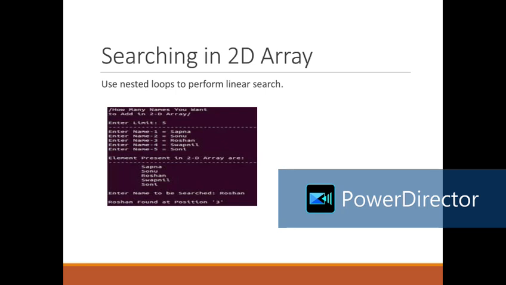The example output demonstrates this beautifully. It shows a list of names stored in a 2D array. When the user searches for Roshan, the program correctly identifies that Roshan is found at position 3. While this example is for names, the underlying logic of using nested loops to systematically check every element applies universally to any data type stored in a 2D array. For larger arrays, more advanced search algorithms might be considered, but for general purposes, nested linear search is effective.